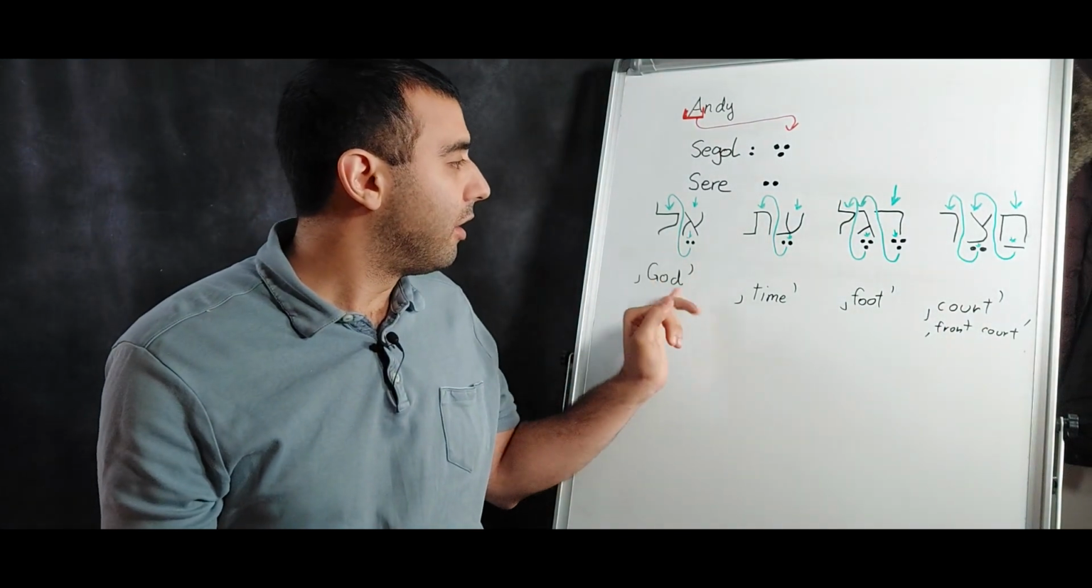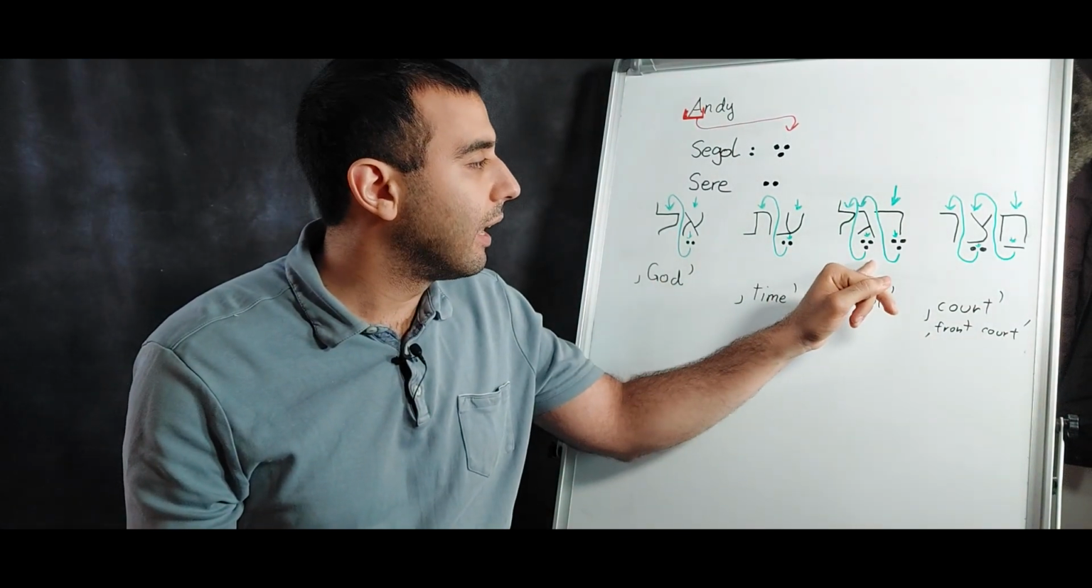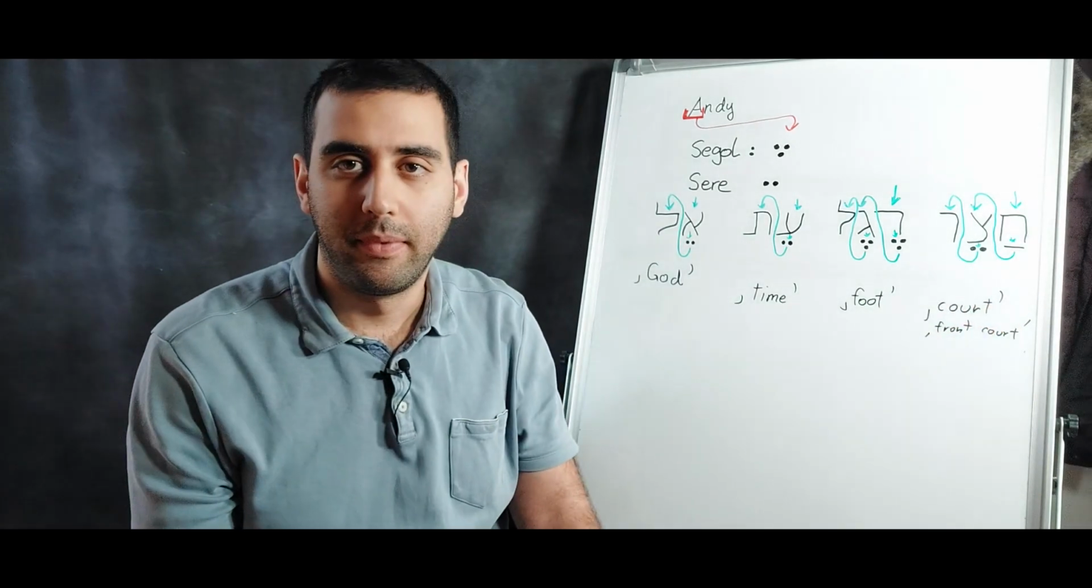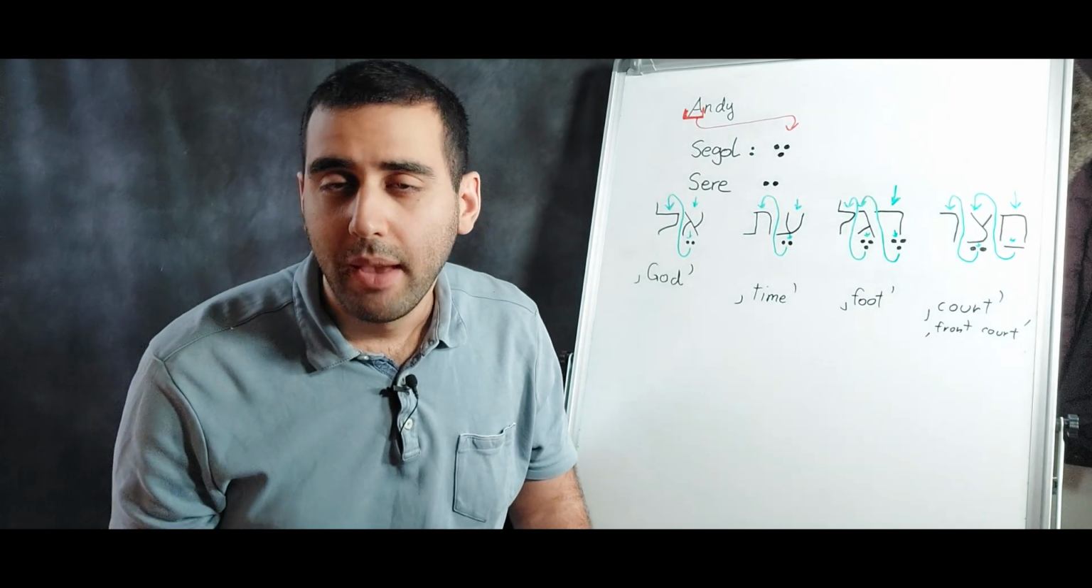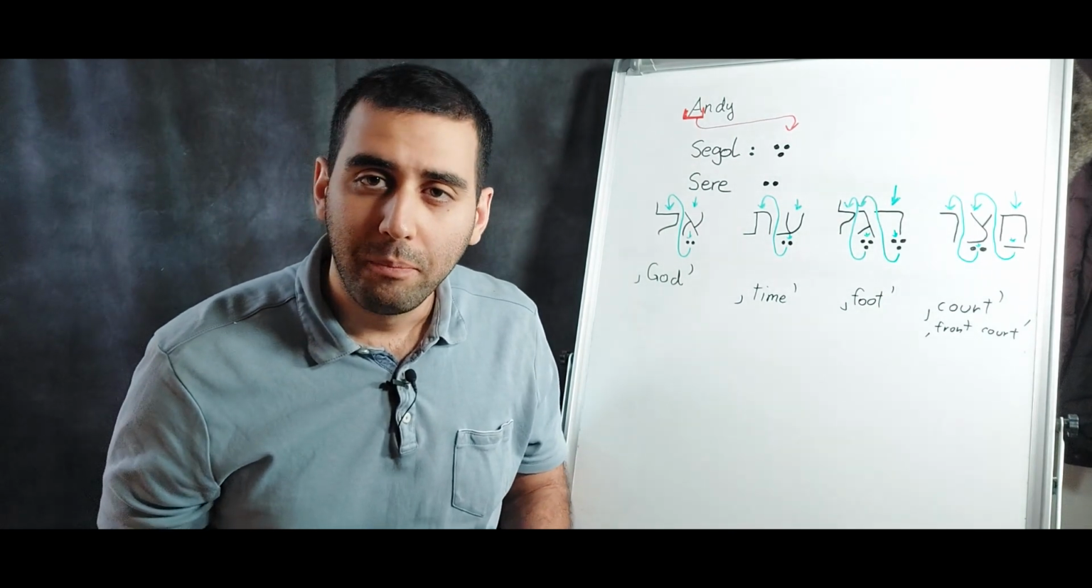So let's try to do it again together. It's El, this is God, then Et, Regel, Chatzer. Okay, try to practice these words, and if you master them, then go on to the next lecture.